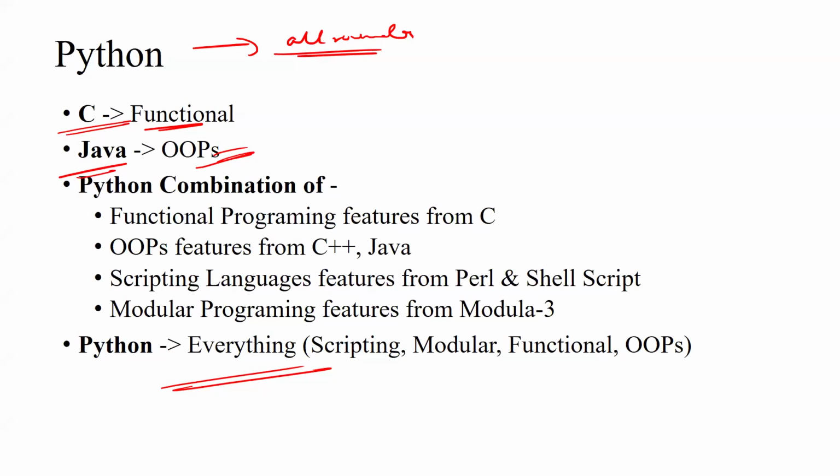Now, as I said, Python is famous because it is not focusing on only one way. It is using functional programming, learning from C. It is learning OOPS features from C++ and Java. It is learning from scripting languages. It is doing modular programming. All this combination is what is making Python one of the best in the market. Okay.